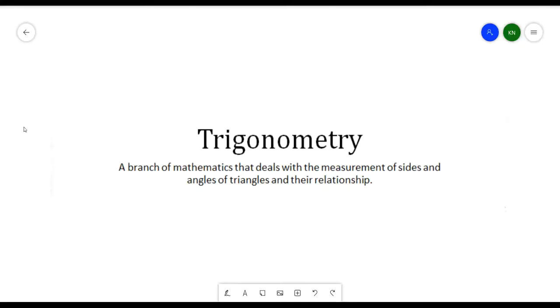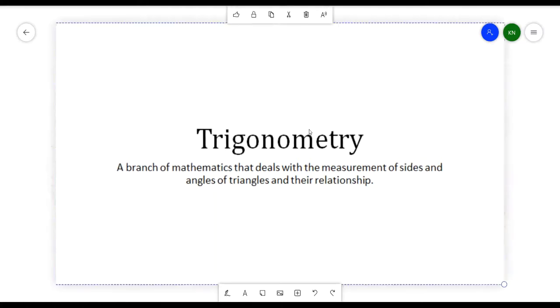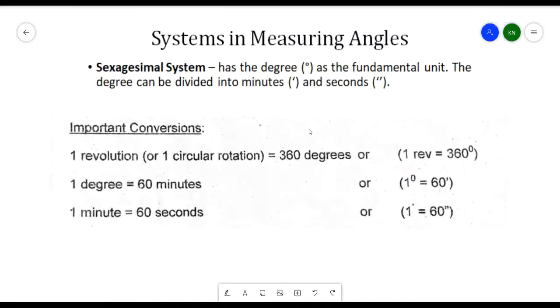Hello everyone. So in this video we will be discussing trigonometry. Trigonometry is a branch of mathematics that deals with the measurement of sides and angles of triangles and their relationship. So basically in this video we will be discussing more of the degrees, the radians, basically about the angles of a triangle. So first, we will be discussing the systems in measuring angles.